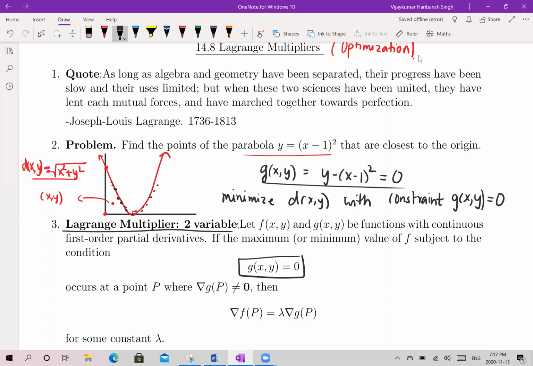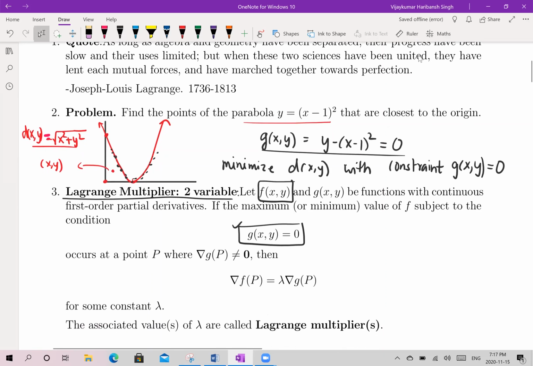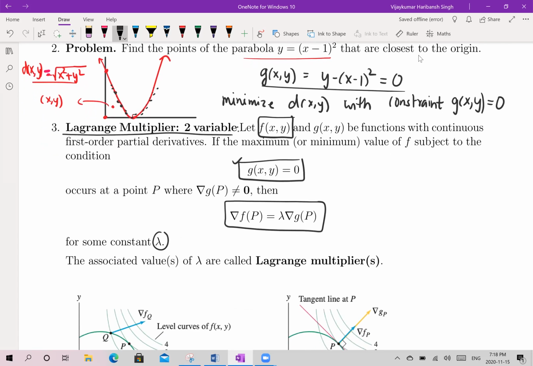They occur at a point P where, if grad g evaluated at P is not 0, then grad f equals lambda times grad g for some constant. So what is it telling us? It's telling us that if you want to look for the maximum or minimum of f of (x, y), subject to the constraint that g of (x, y) is 0, where do you look for those points? Those points are the points which will satisfy the following: grad f at P equals lambda grad g at P. The associated values of lambda are called Lagrange multipliers.